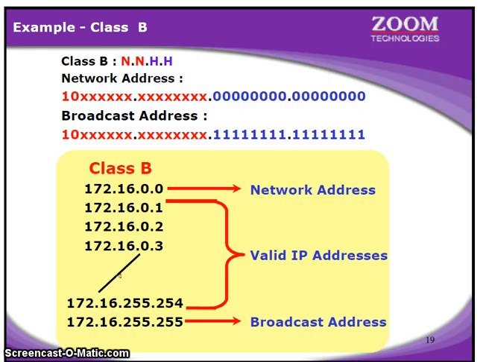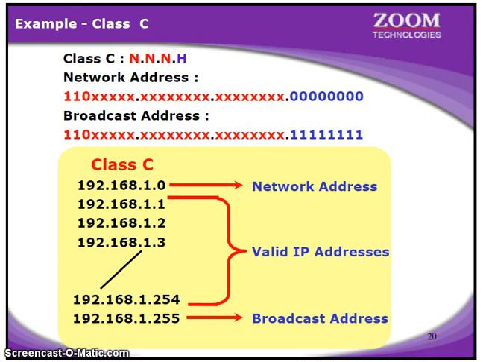Now the same example for class C. Here the prefix is 110. So we get network address as 192.168.1.0 and broadcast address as 192.168.1.255. All the addresses between these two addresses are valid IP addresses which will be used in the network.